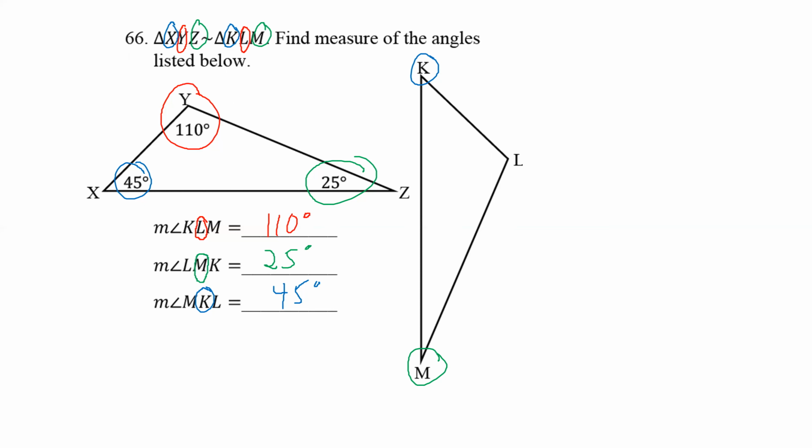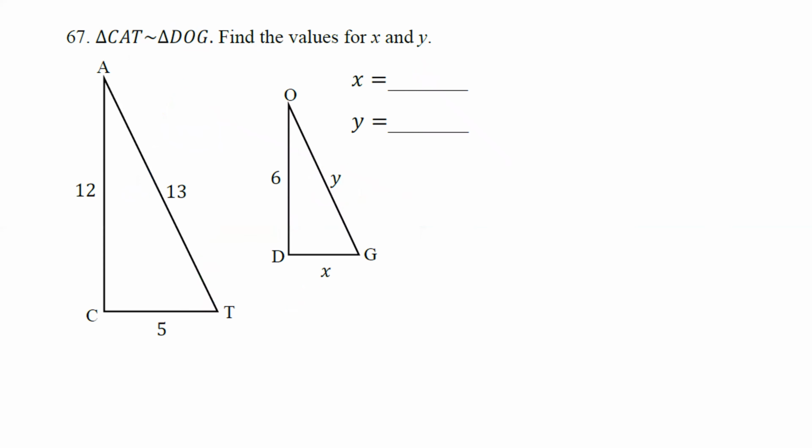All right, 2 more. On 67, this one tells us a similarity statement as to how they match up. It says find the values for X and Y. Well, this time we have to do a little bit more work. So anytime we have similar figures, the sides are going to be proportional. So they should share the same ratio.